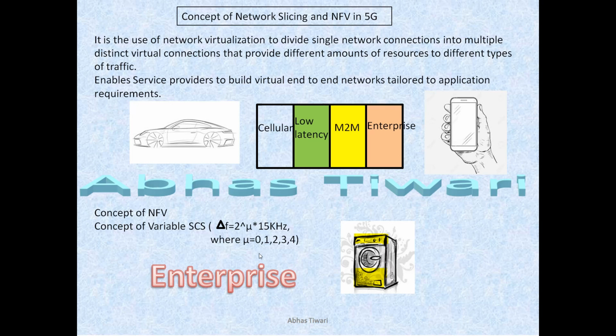This is how all of these are connected. For network slicing, the enabler is NFV, network function virtualization, and at the physical layer it is enabled with the concept of subcarrier spacing. During NFV, the concept of distributed cloud also comes into the picture. So this was the quick overview of network slicing in 5G.